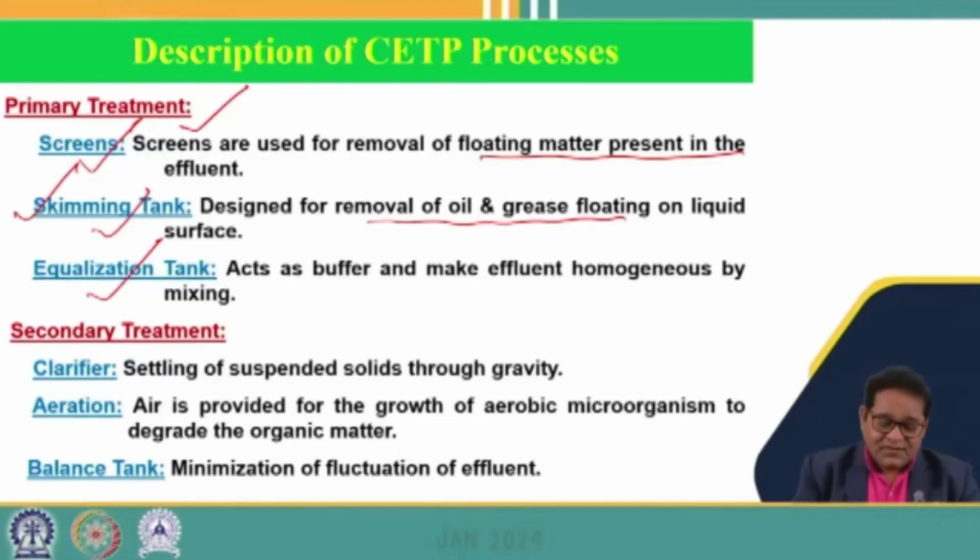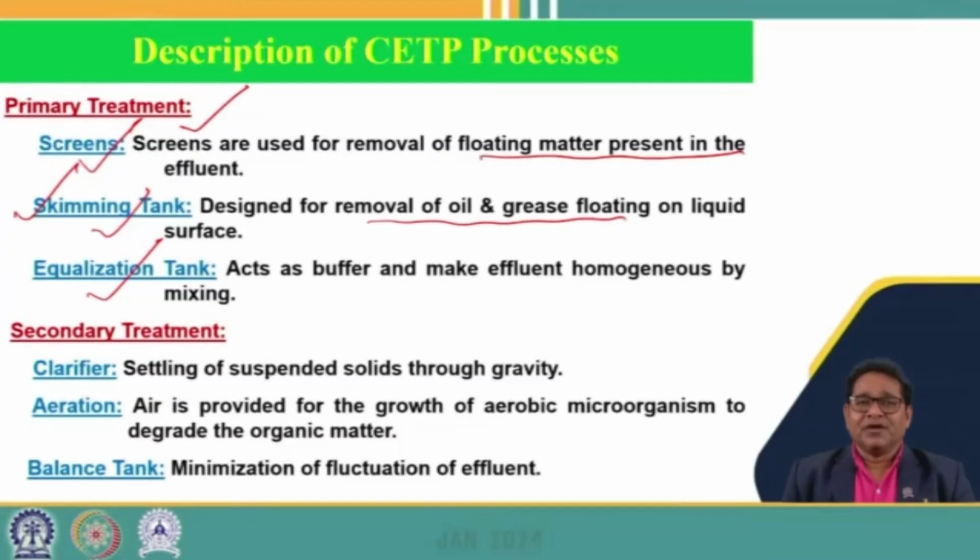Then the equalization tank equalizes the flow and the concentration of incoming wastewater from different industrial units. That acts as a buffer and makes the effluent homogeneous by mixing. This also helps in bringing the pH into the neutral range, so it helps in neutralization of the wastewater as well.